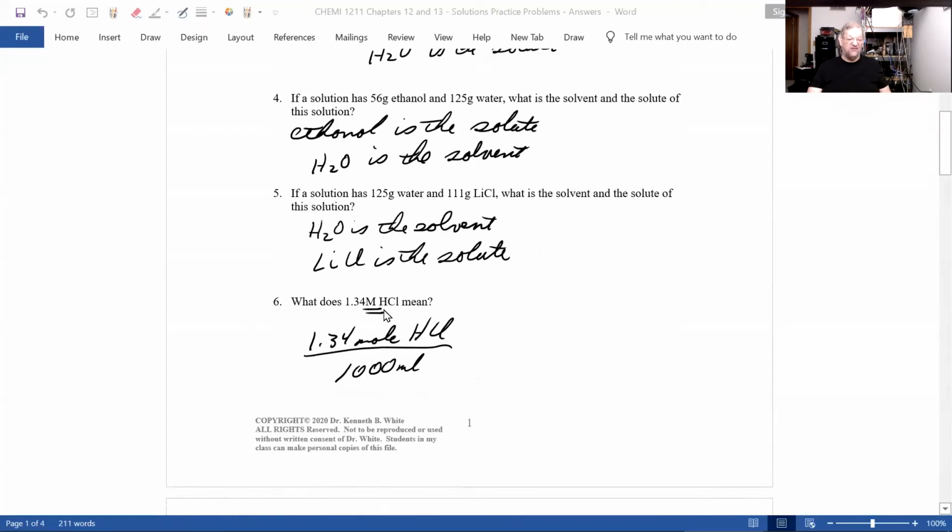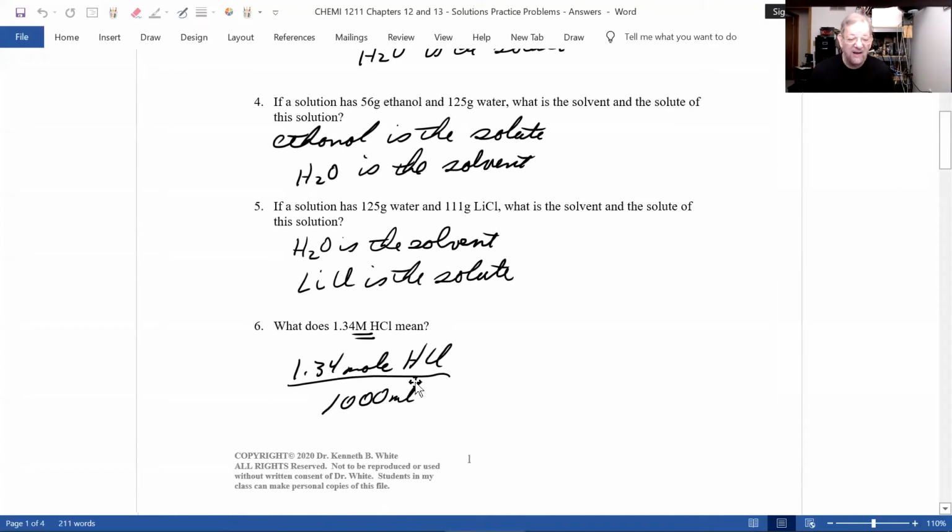Now, we just did this one type. What does this mean? As soon as you see capital M, what does it mean? It means molarity. And molarity is 1.34 moles of HCl. You'll learn later on, two chapters from now, that's hydrochloric acid per 1,000 milliliters.